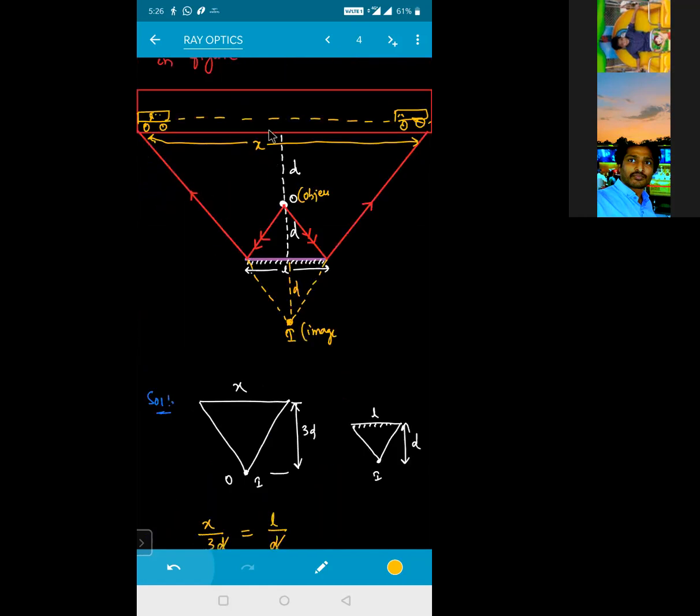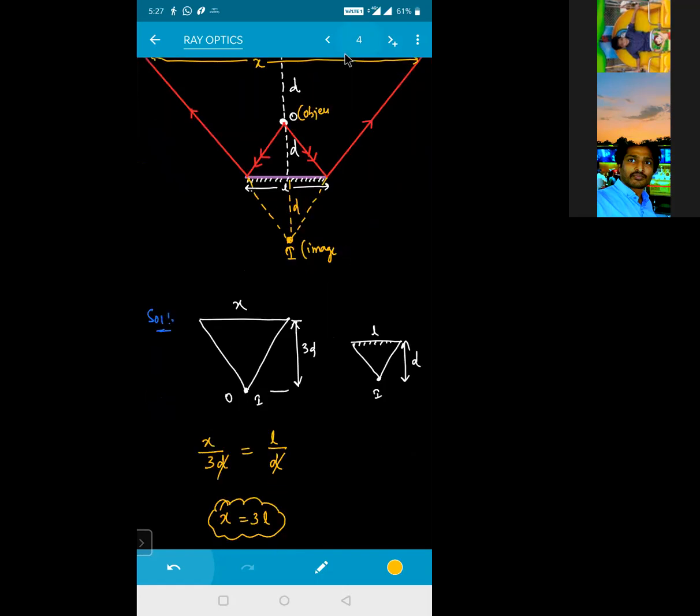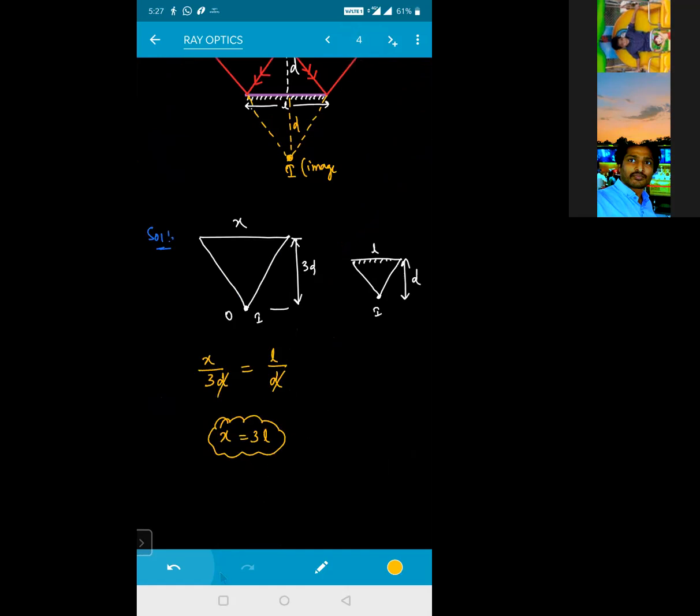But we're just using the similar triangle concept in this one, because angle I is common for the bigger triangle and common for this mirror. So I took this side by this side and this side by this side, because these two sides are the same. So right now X by 3D will be equal to L by D. So X will be equal to 3 times the length of the mirror.